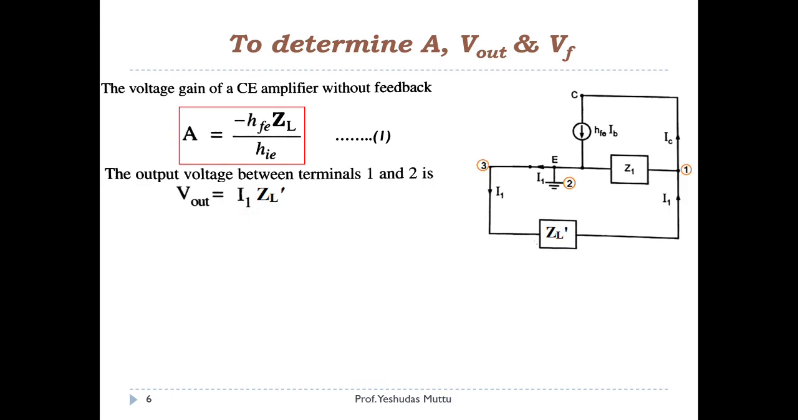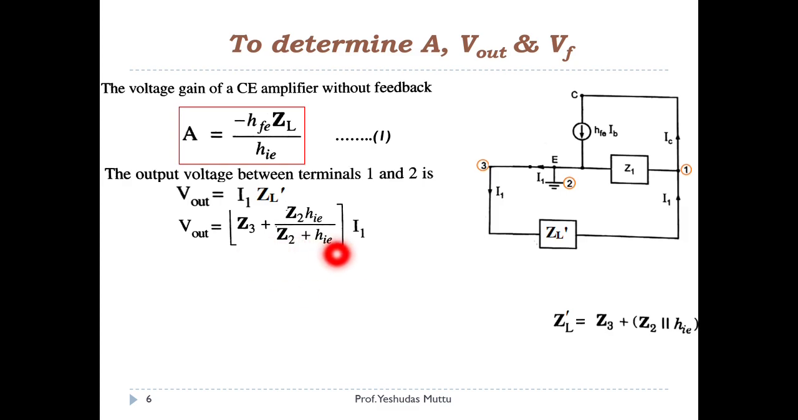But what is ZL dash? We have already found out, ZL dash was Z3 plus Z2 parallel HIE. In the previous slides we have done this, which we had got somewhat this way, right?